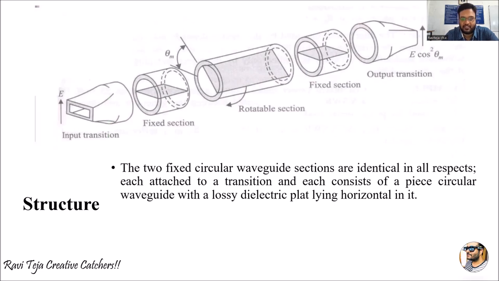Everything we are discussing about the structure, what we have seen just now. Okay. So, two fixed circular waveguide sections are identical in all aspects and each is attached to a transition and each consists of a piece of circular waveguide with a lossy dielectric plate, or a plate, lying horizontal to it. The plate is nothing but the rectangular plates which you see over here. Okay. So, these are the plates inserted. Some will be like a fixed section, and some will be like the rotatable section. So, all these are horizontally placed in those particular parts.